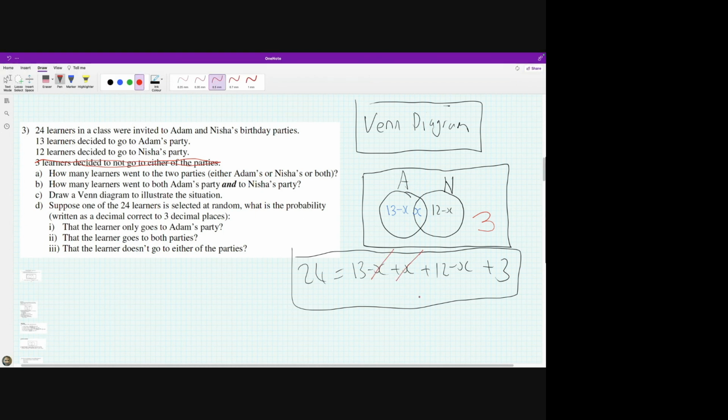Minus X plus X, and then we've got 25 minus X plus 3. We've got X equals 25 minus 24 plus 3. X is 4.